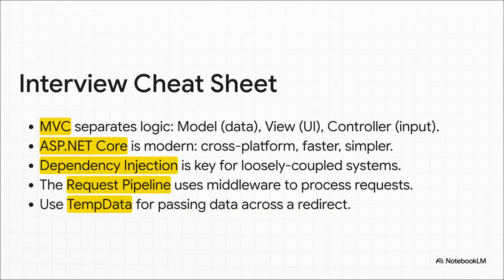Perfect. Okay, let's do a super quick lightning round, your interview cheat sheet. 1. MVC is all about separating concerns. 2. ASP.NET Core is the modern king. It's faster, cross-platform, and simpler. 3. Dependency injection is your key to flexible, testable code. 4. Requests go through a middleware pipeline. And 5. Use view data and view bag for a single view, but use temp data for redirects. Got it? Those are your talking points.